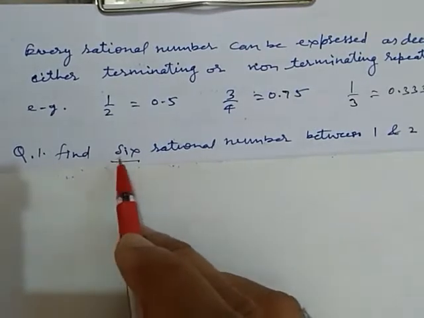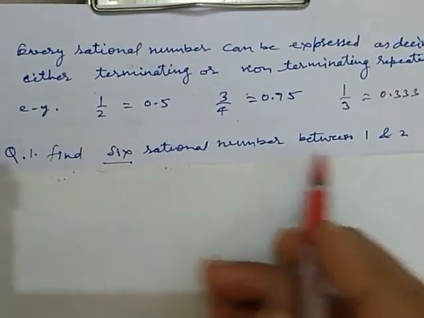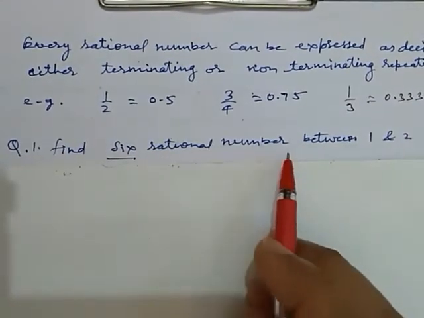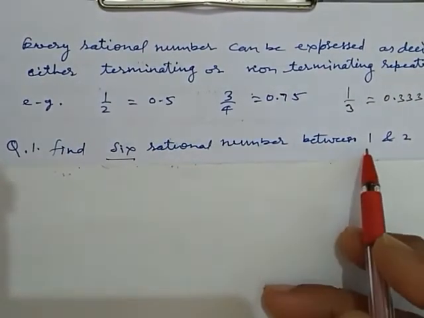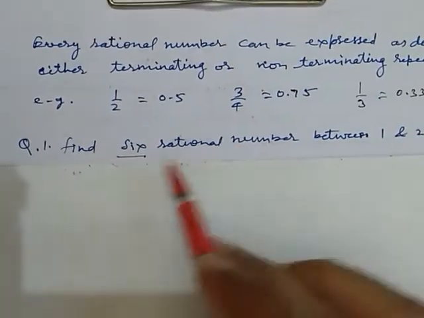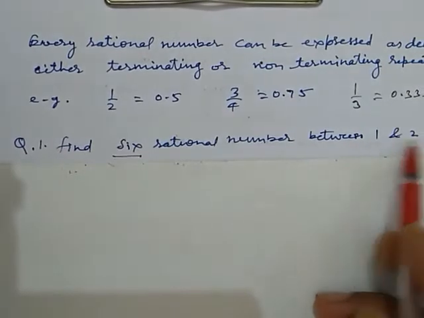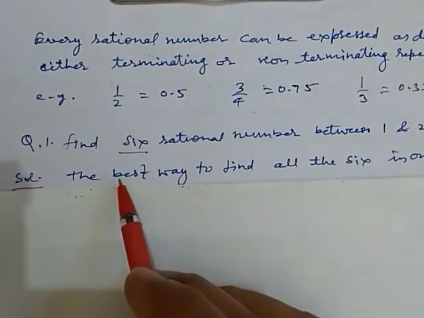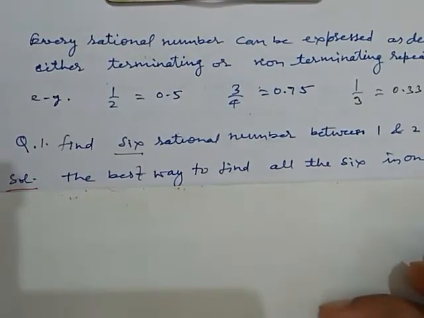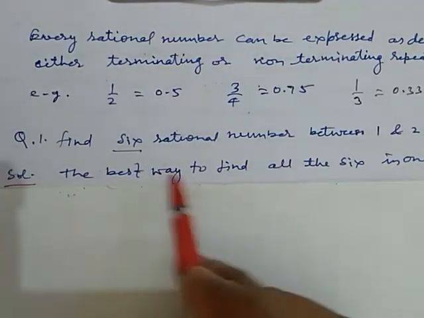Here our question is: find 6 rational numbers between 1 and 2. By this question, we now learn how to find rational numbers between any given numbers. Here the given numbers are 1 and 2, and we need to insert 6 rational numbers between 1 and 2. So how do we start? The best way is to find all 6 in one step. We have to start in such a way that we can get these 6 numbers in one step.